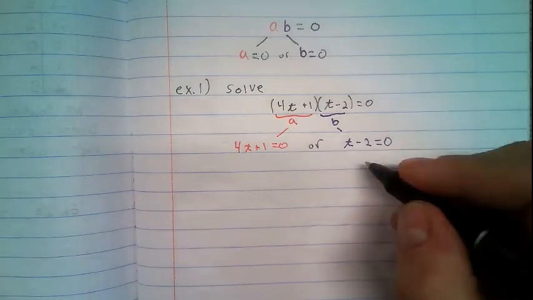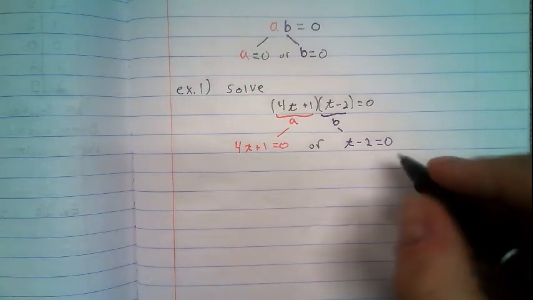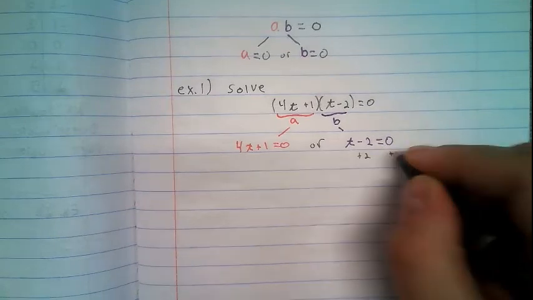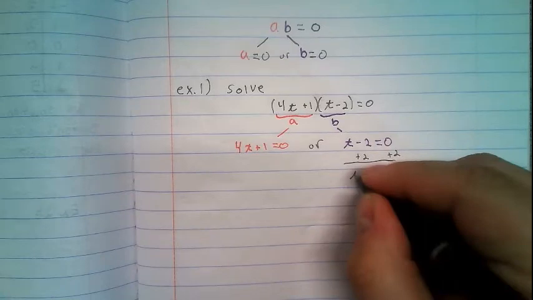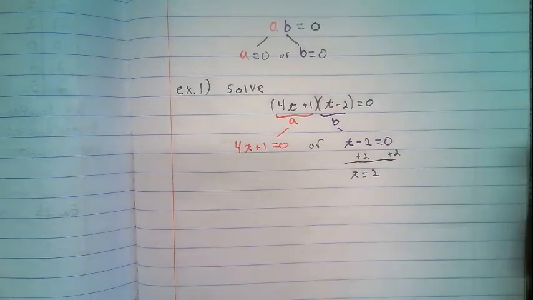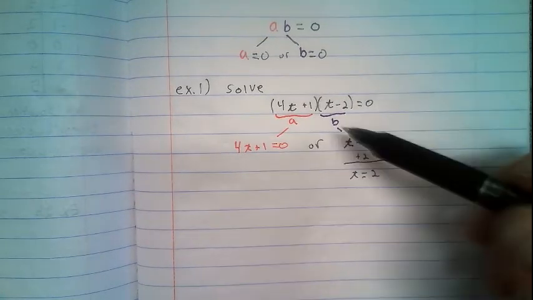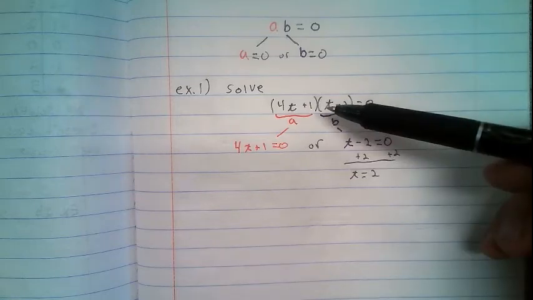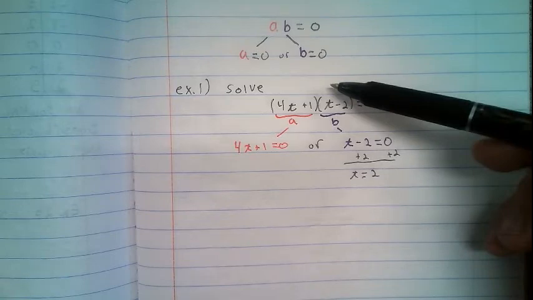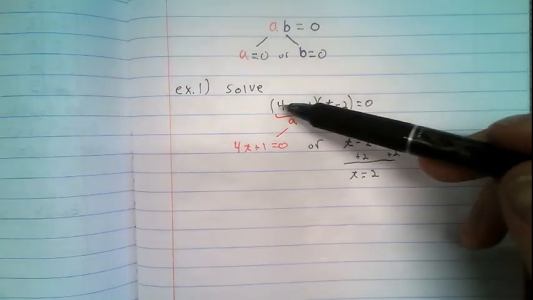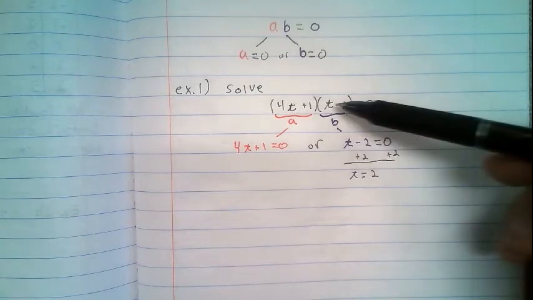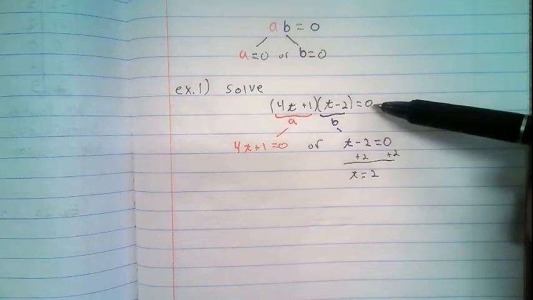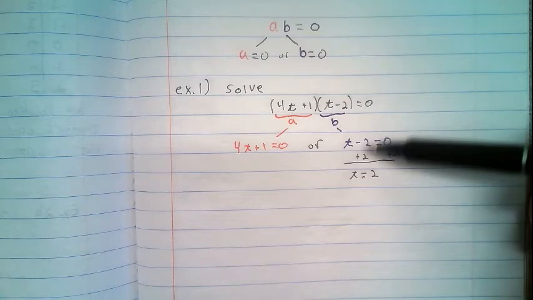This one looks like it's easier to solve, so I'll start with the right side. I'm going to add 2 to both sides. I do that, I get t equals 2. And if I look back into my original equation, if I put 2 in for t, this becomes 2 minus 2, which is 0. So it doesn't matter that 4 times 2 plus 1 is 9, right? It doesn't matter what this is. If this is 0, then the solution works. Okay, so I just made that 0.